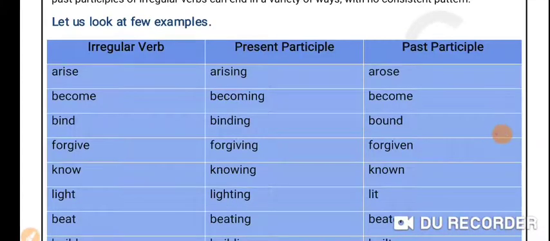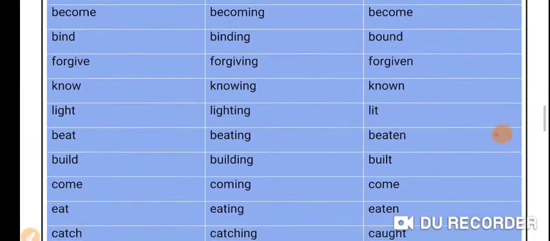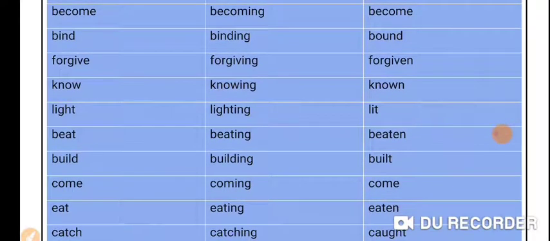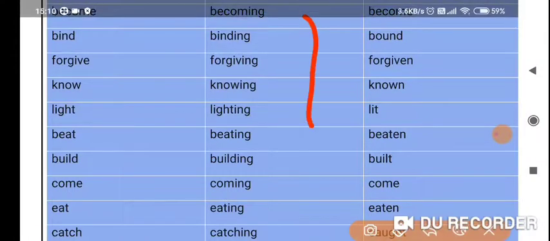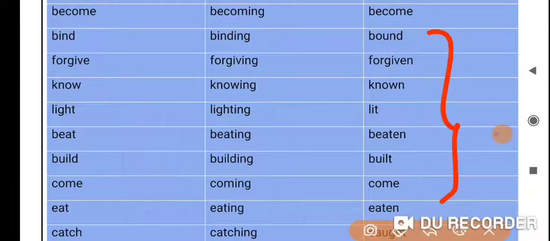Now let us look at the following table. We have some irregular verbs here and their present participle and past participle forms. You will notice the present participle is formed by adding ing to the verb, and the past participle has no pattern. For example, for bind, we have binding, bound. For forgive, we have forgiving, forgiven. For know, we have knowing, known. For light, we have lighting, lit.